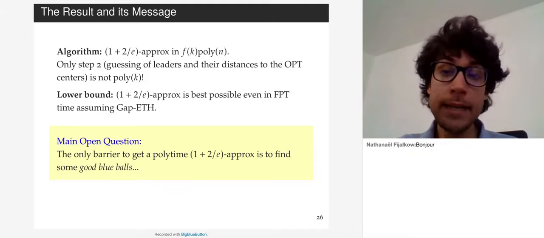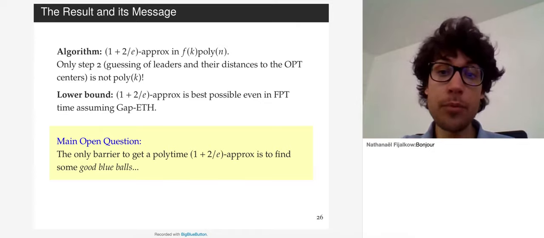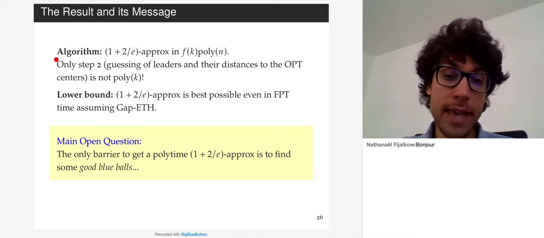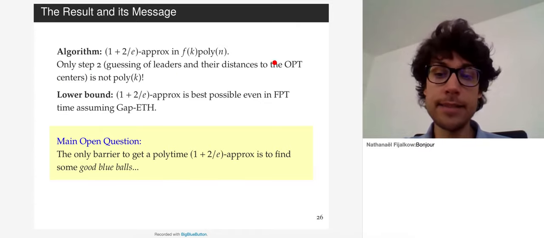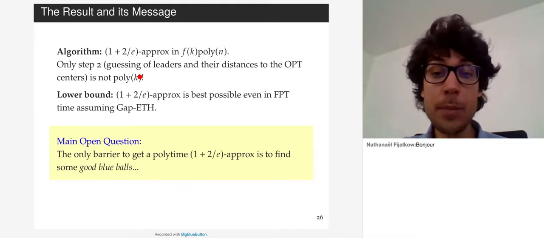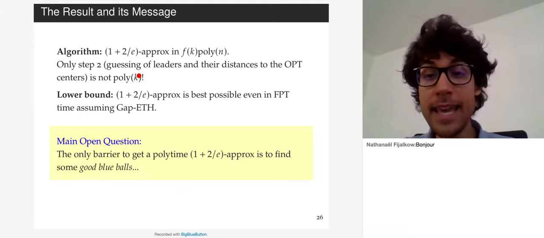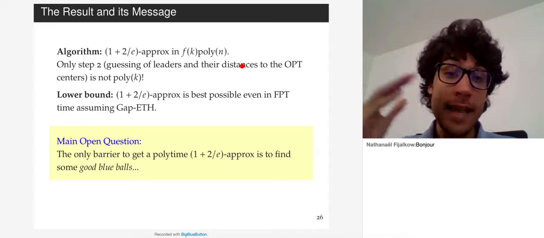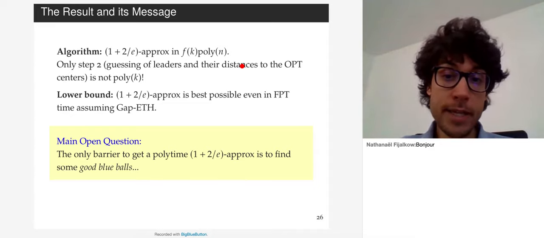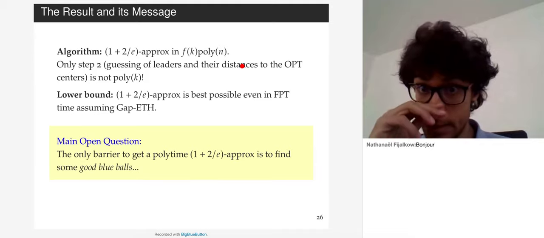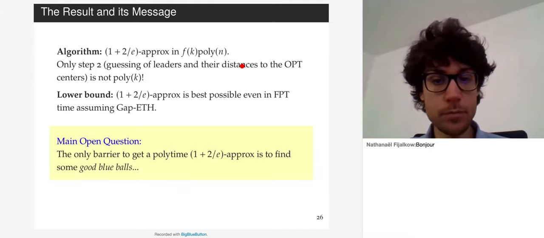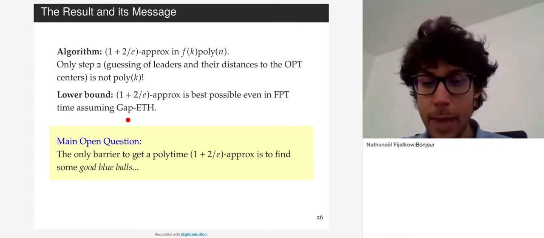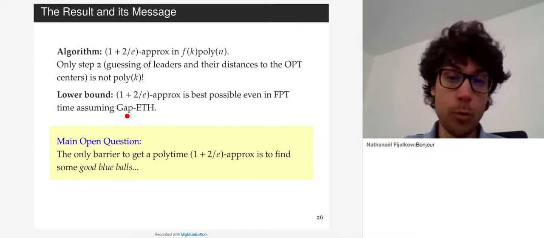If you followed this talk closely, the first step was to compute the core set, and you can do that in poly time. The second step was when the guessing happened. We guess the leaders and their distance to the optimum centers. This is not poly k because we need to do k to the k, or k log n to the k. And the last step is optimizing this submodular optimization function, which you can do in poly time. So that's good. And there is a lower bound of 1 plus 2 over e also coming from gap ETH, so this is tight.